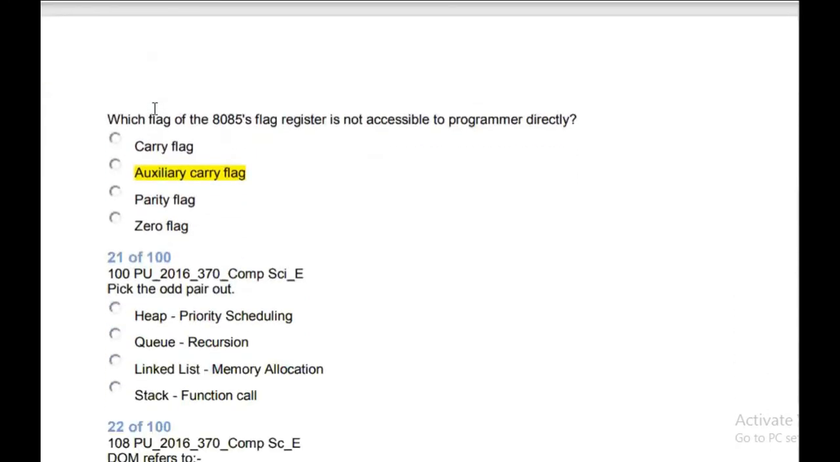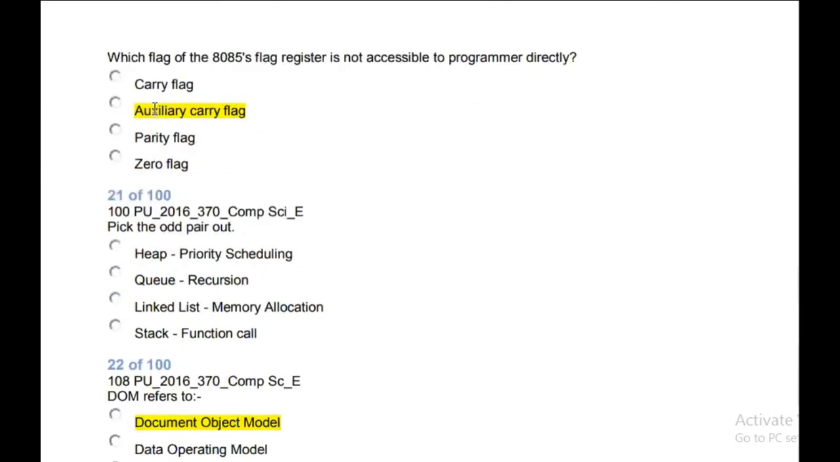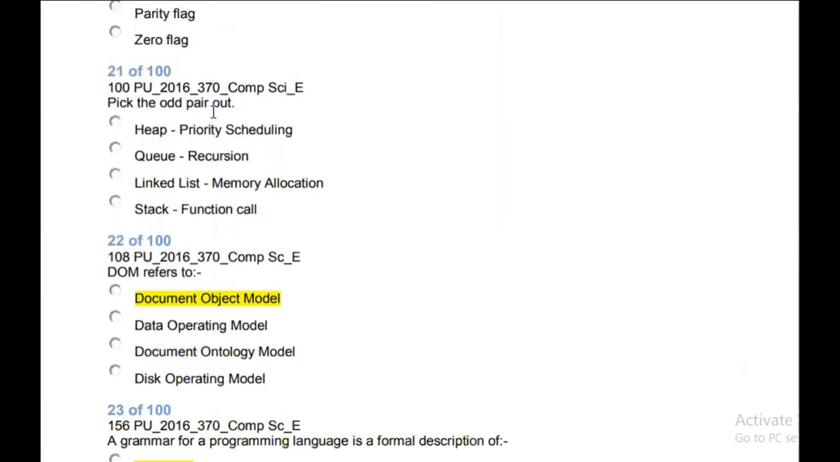Next question. Question number 20. Which flag of the 8085's flag register is not accessible to the programmer directly? Option B is correct, auxiliary carry flag.